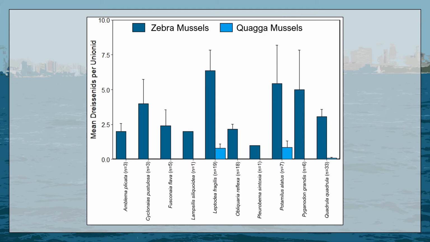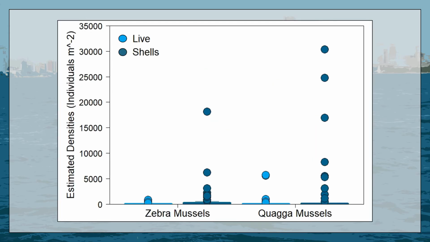The majority of Dreissenids fouling unionids were indeed zebra mussels, which are represented here by the darker blue bars. Quagga mussels, on the other hand, which are represented with the lighter blue bars, were only found on 3 of the unionid species and at relatively low densities. This is starkly contrasted by the dominance of quagga mussels throughout the river system, which can be seen here, where we divided the Dreissenid counts by species and live individuals versus shell.